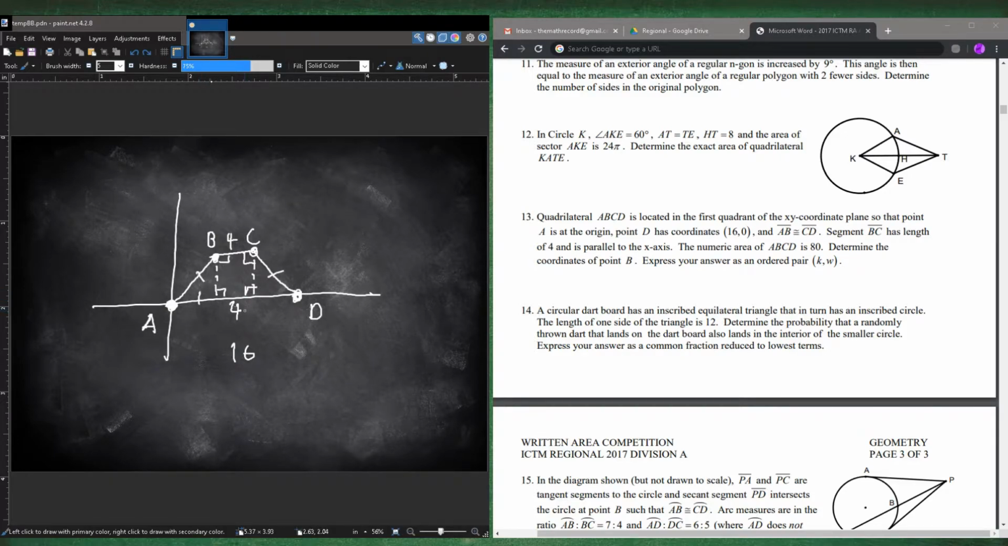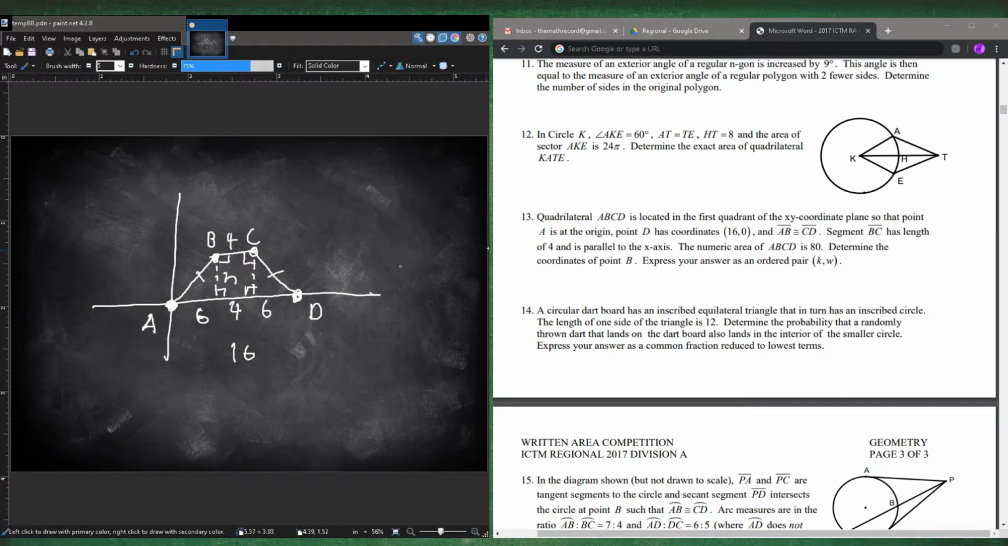Okay? So based on that, that means 16 minus 4 is 12. 12 divided by 2 is 6. So both of these are length 6, right? So how do we find the height? We need to find the height.